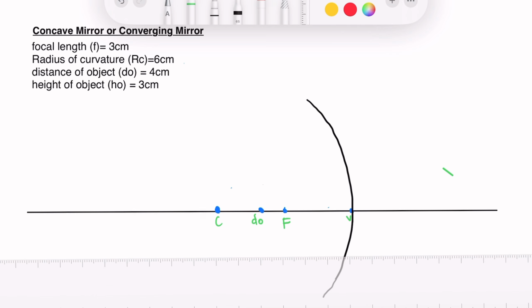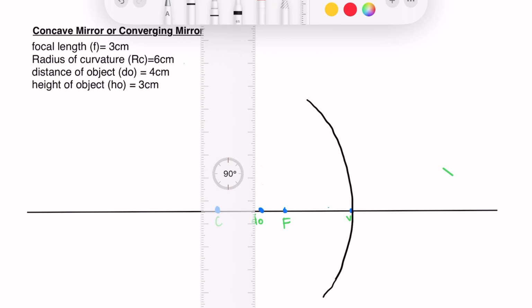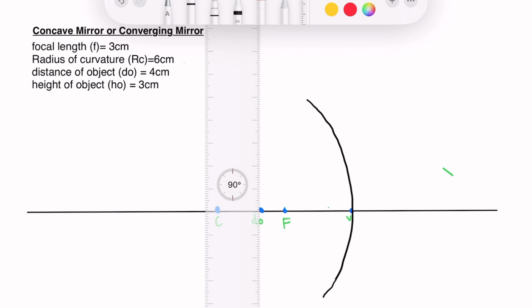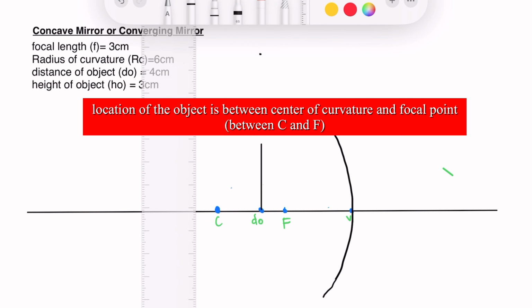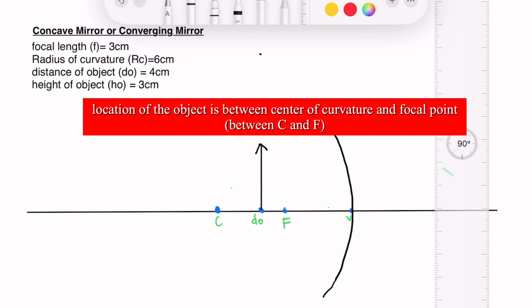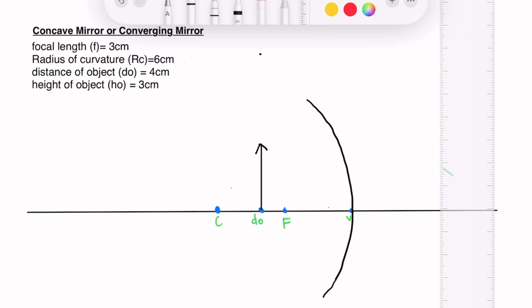And since the height of the object is given, I'm going to measure 3 centimeters. I'm going to use an arrow as the representation of my object. So here I'm going to measure 3 centimeters. There you go. So this is now my prepared ray diagram.